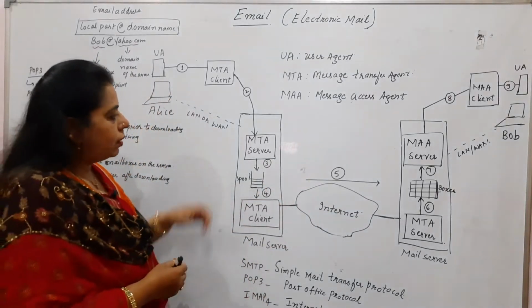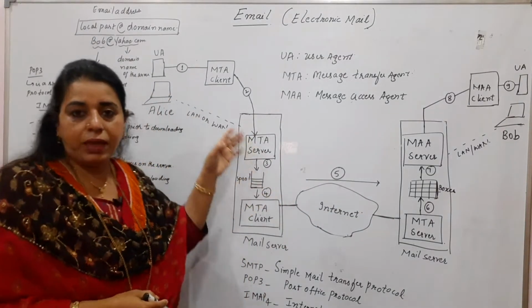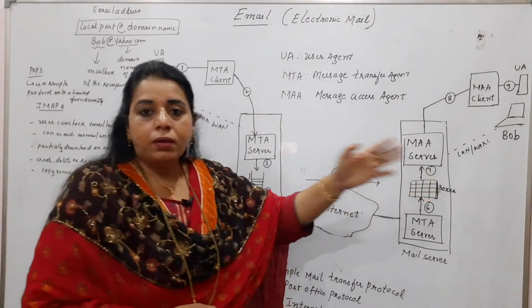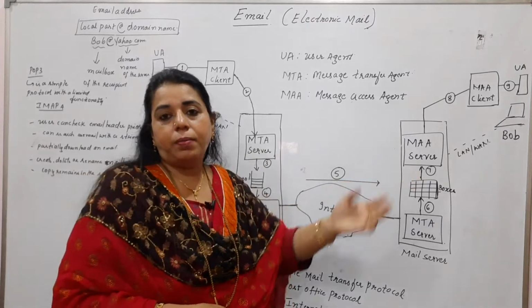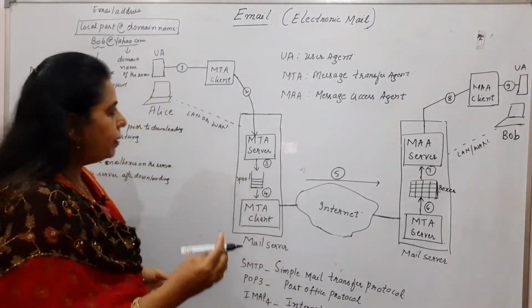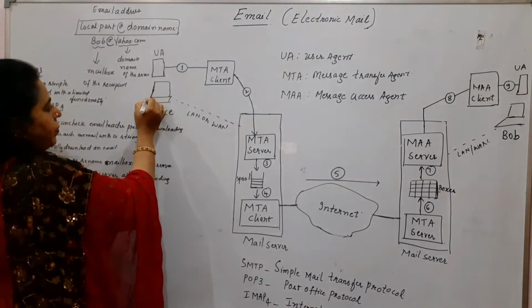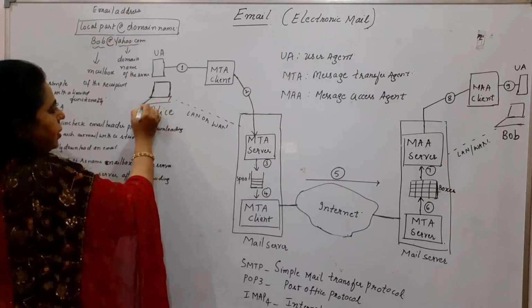Now let us see how the mail travels from Alice to Bob. Totally there are 9 steps here. In these 9 steps, finally the mail reaches the recipient. Look at here. First, what are the different programs that are needed? This is the system of Alice.